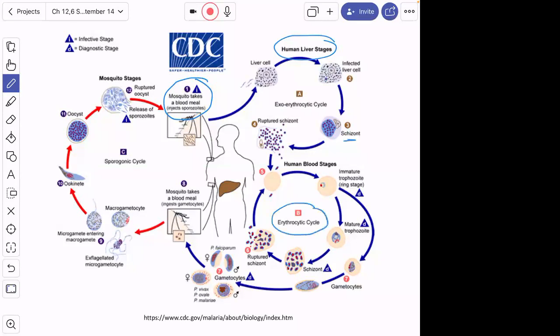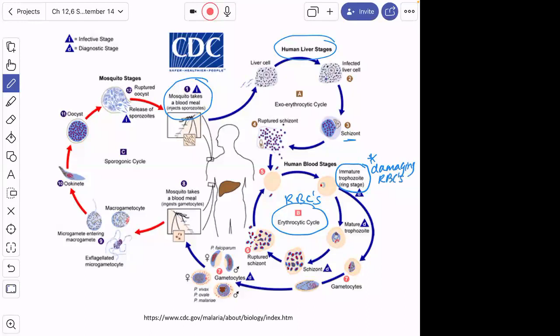Okay, and this is where it's doing all the damage. Here's the trophozoite stage. Remember, we defined it, we said all protozoa have a trophozoite stage. That means they're the motile feeding stage. So when they're feeding, they're doing damage to us. This is where they're going to be damaging red blood cells.